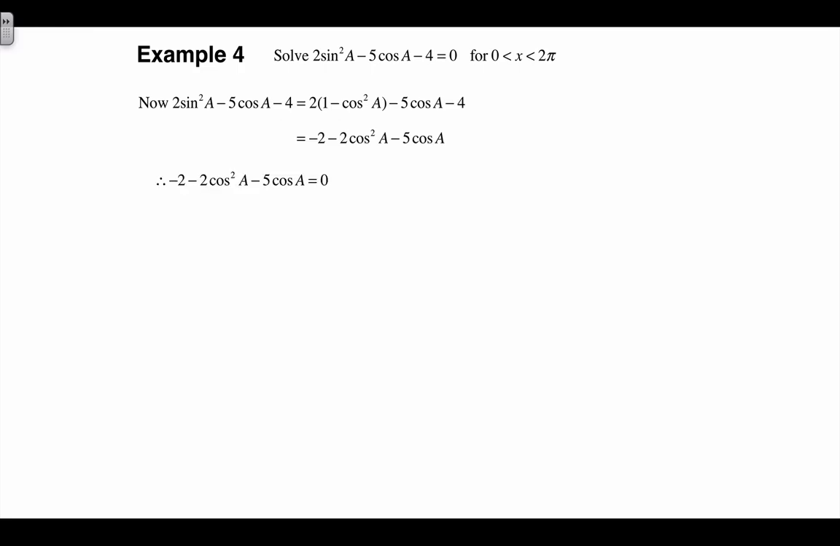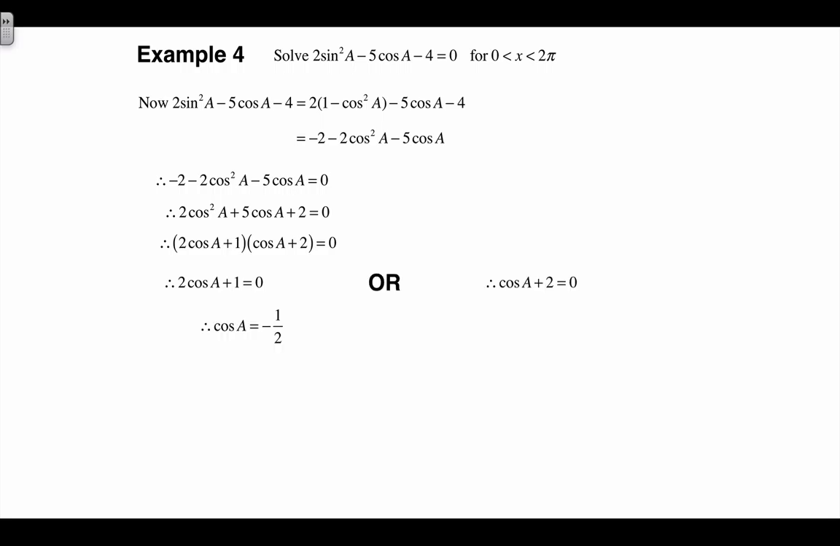We don't like all the negative signs, so bring it all over the other side or multiply by minus 1. And we get a nice quadratic this time. 2 cos squared a plus 5 cos a plus 2 is equal to 0. And that's one that factorises quite nicely for us too. So we get 2 cos a plus 1 and cos a plus 2 is equal to 0, giving us the two different cases that either cos a is equal to minus a half or cos a equals minus 2.